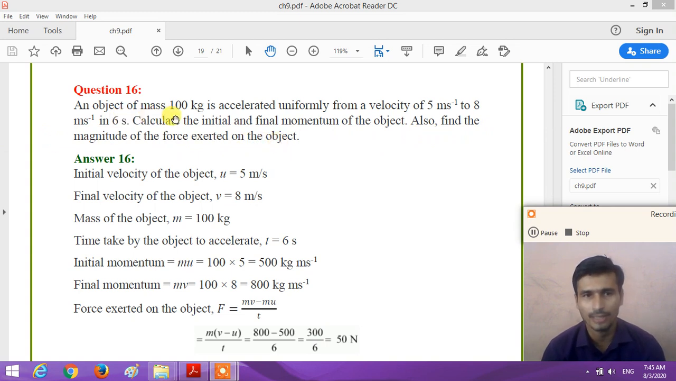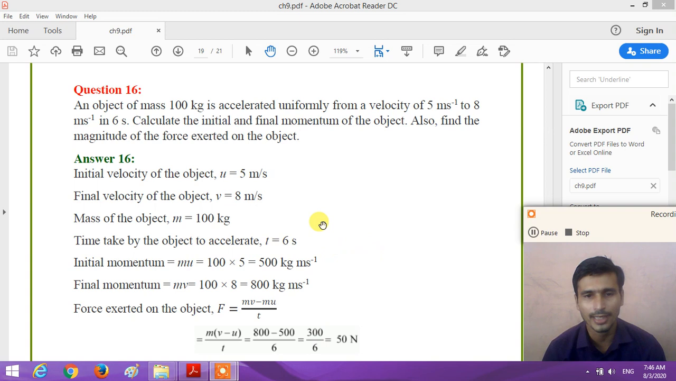So here the mass of the object is 100 kg. Initial velocity u is 5 meter per second. Final velocity v is 8 meter per second, and the mass of the object m is 100 kg. Time taken by the object to accelerate, t, is equal to 6 seconds.